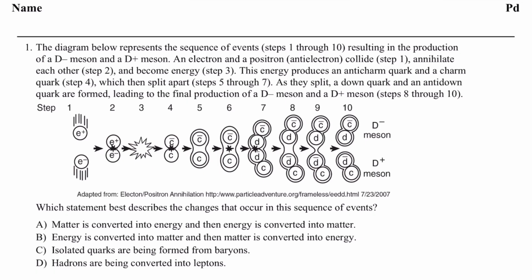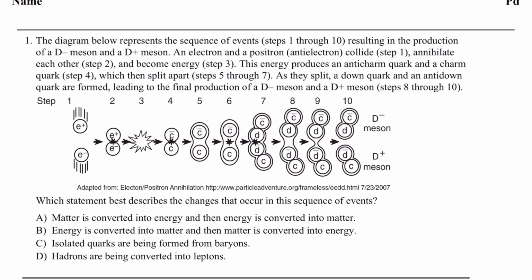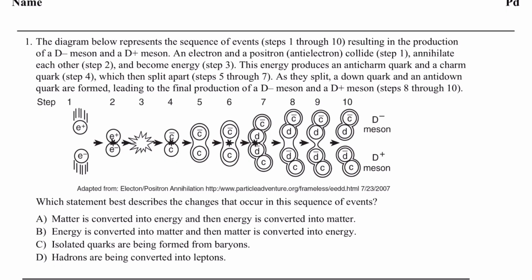Number 1. The diagram below represents a sequence of events, steps 1 through 10, resulting in the production of a D- meson and a D+ meson. An electron and a positron collide, step 1, annihilate each other, step 2, and become energy, step 3. This energy produces an anti-charm quark and a charm quark, step 4, which then split apart, steps 5 through 7. As they split, a down quark and an anti-down quark are formed, leading to the final production of a D- meson and a D+ meson, steps 8 through 10. Which statement best describes the changes that occur in this sequence of events?